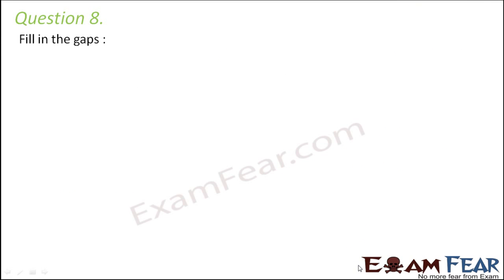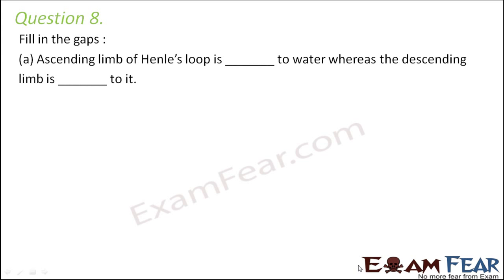Question number 8. Fill in the gaps. So we used to do this in our junior classes, but again we found one here. The ascending limb of Henle's loop is dash to water, whereas the descending limb is dash to it. So this was your Henle's loop. One of these loops was impermeable to water and the other one was impermeable to the salts.